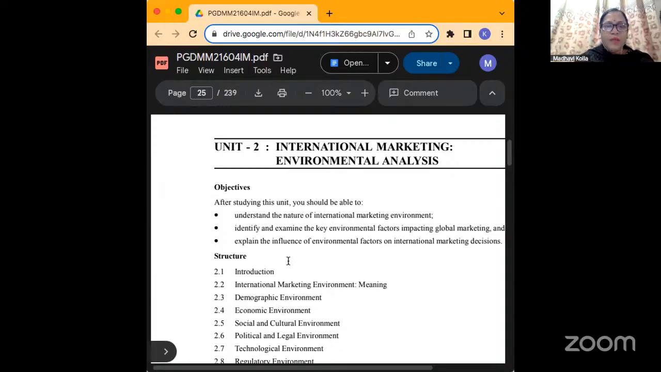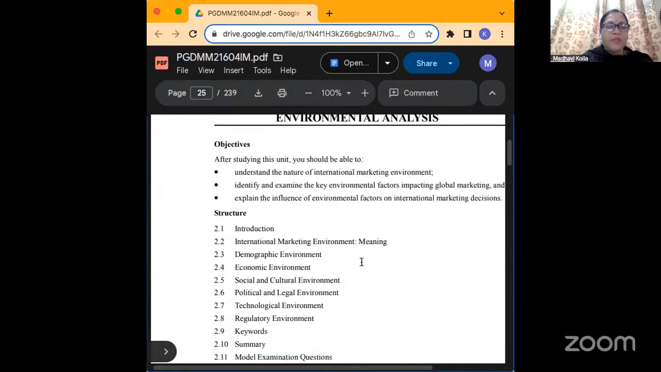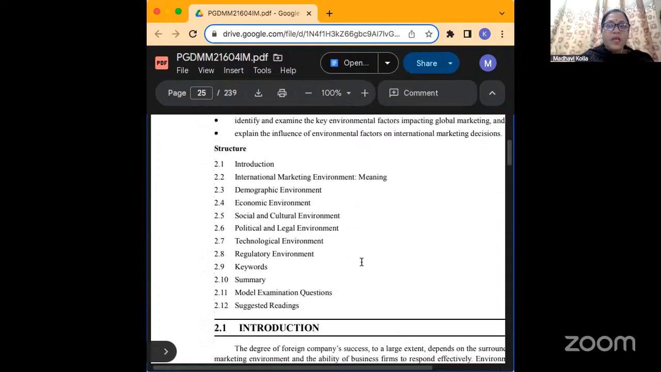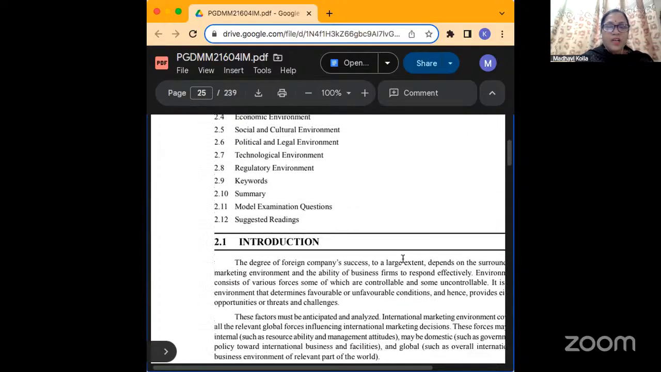Today, we will be looking at Unit 2, and this focuses on international marketing, environmental analysis. So, after studying this unit, you should be able to understand the nature of international marketing environment, identify and examine the key environmental factors that affect international marketing, and also explain what are the environmental factors that contribute to international marketing decisions. So, let us first start with the introduction and proceed from there.